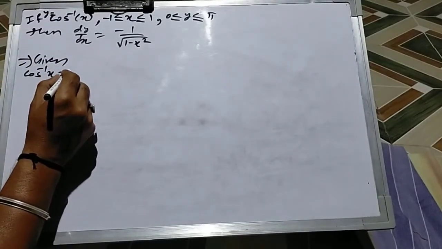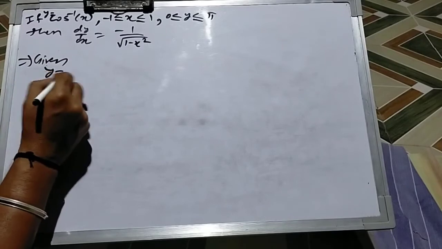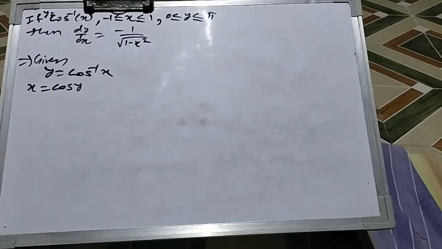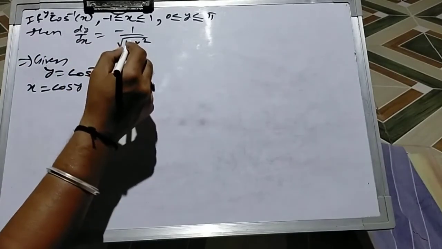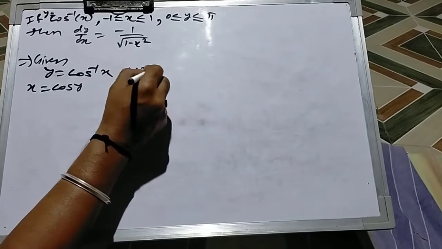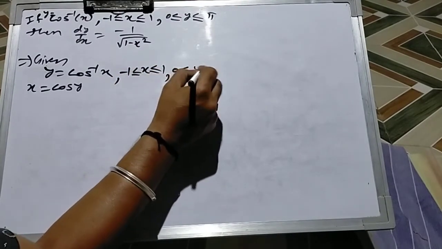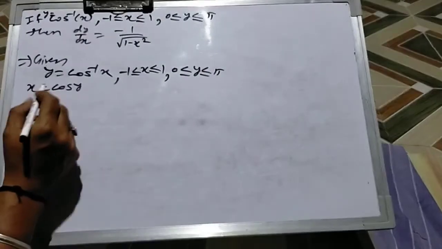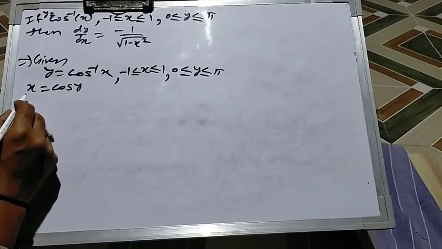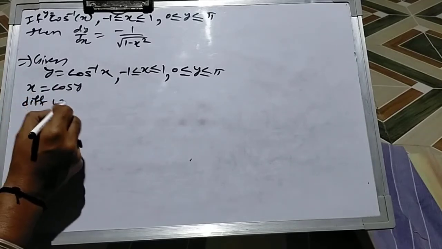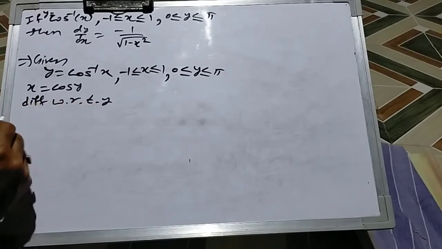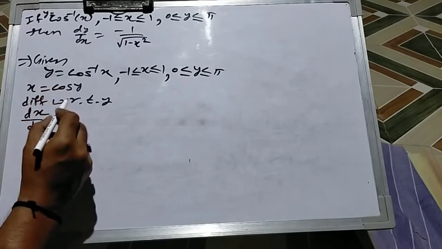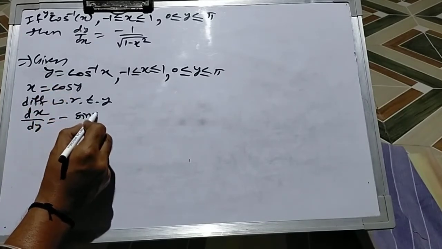So cos inverse of x is equal to y, or y is equal to cos inverse of x. So therefore x can be written as cos of y. And here the condition for x and y is minus 1 less than or equal to x less than or equal to 1, 0 is less than or equal to y is less than or equal to pi. So x is equal to cos of y. Now differentiate with respect to y. So dx by dy is equal to derivative of cos of y, which is minus sin of y.